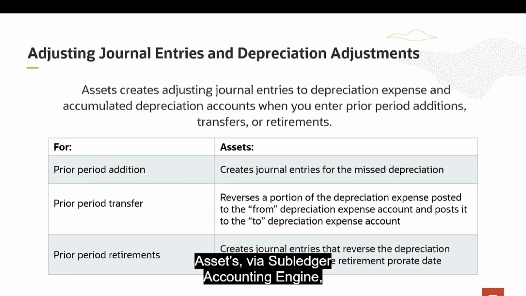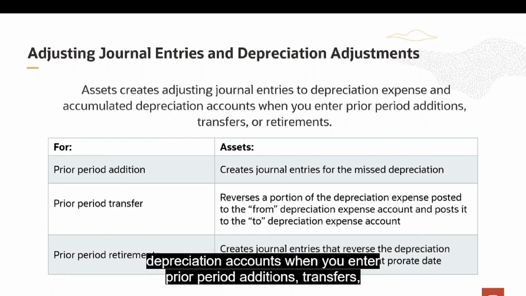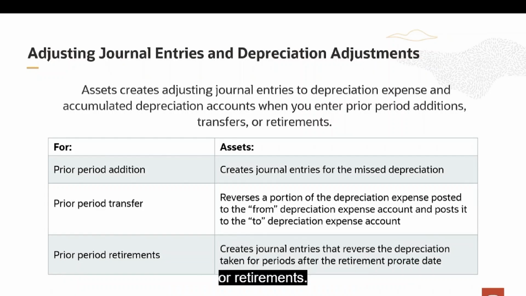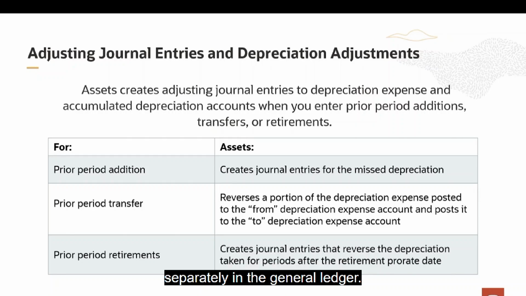Assets via subledger accounting engine creates adjusting journal entries to the depreciation expense and accumulated depreciation accounts when you enter prior period additions, transfers, or retirements. Asset creates separate journal entries for adjustments to depreciation expense and current period depreciation. You can review the effect of your adjustment transactions and your current period depreciation expense separately in the general ledger.